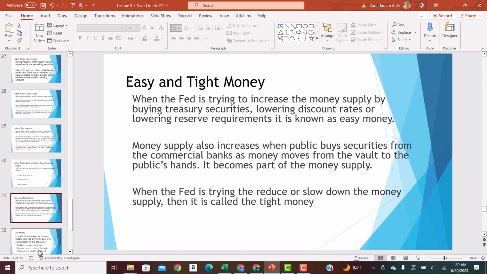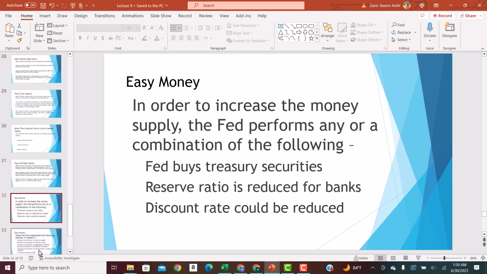We also talk about easy and tight money. Again, this is part of the monetary policy. Basically, when the Fed is trying to increase the money supply by buying securities, lowering the discount rate, or lowering the reserve requirement, any one of them, or a combination, then it is known as easy money. So when the Fed is trying to increase the money supply in the economy, it is called easy money. On the other hand, when the Fed is trying to reduce or slow down the money supply, it is called tight money.